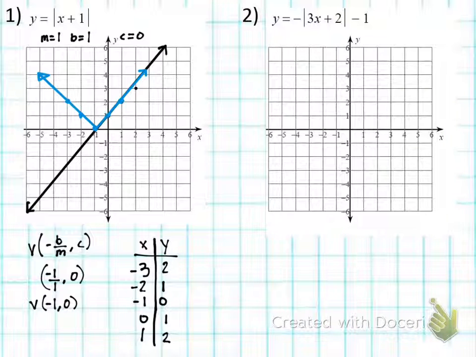If this is our vertex, this should be in the middle. Negative 1, 0. Pick two numbers that are bigger than negative 1, which are 0 and 1. Two smaller numbers are negative 2 and negative 3. Then we plug each of these back into our original equation, solve for each, and then you plot the points.